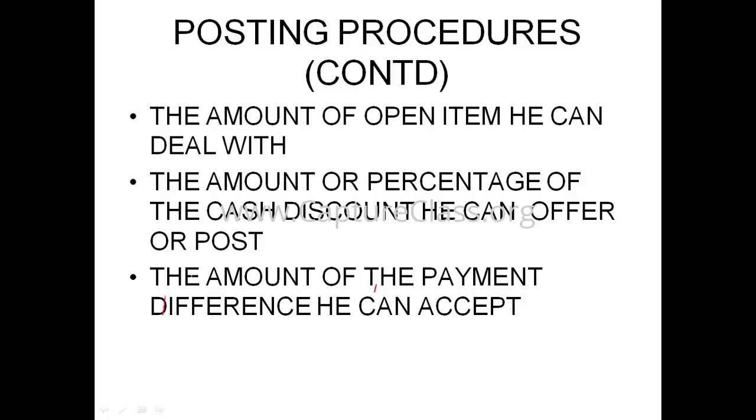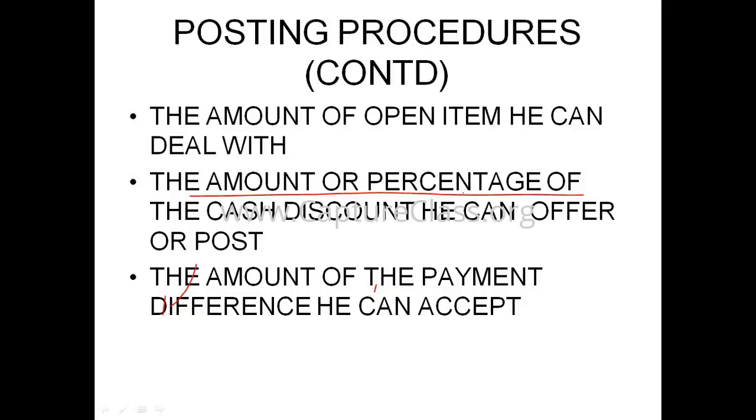Then the amount or percentage of cash discount he can offer or post. Suppose for example, we have sold some goods to a customer for $10,000 for 1 month credit. And we said, if you make the payment on 30th day, we will give you a cash discount of 3%. So the customer has made the payment on 30th day and we have to give him a cash discount of 3%. This is called cash discount paid. So the cash discount paid is also to be posted by the employee only. So up to how much percentage he can post cash discount paid or cash discount received.